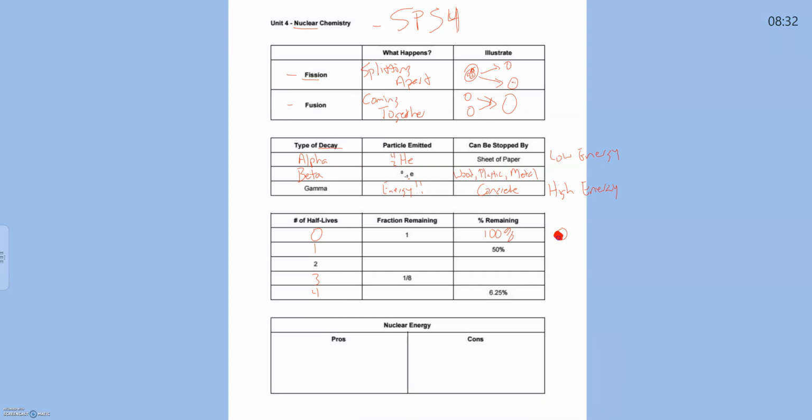So we've got the whole pie right there. No half-lives, whole pie just came out of the oven. Okay, so now if one half-life takes place, there's a half that is left, also known as 50%.